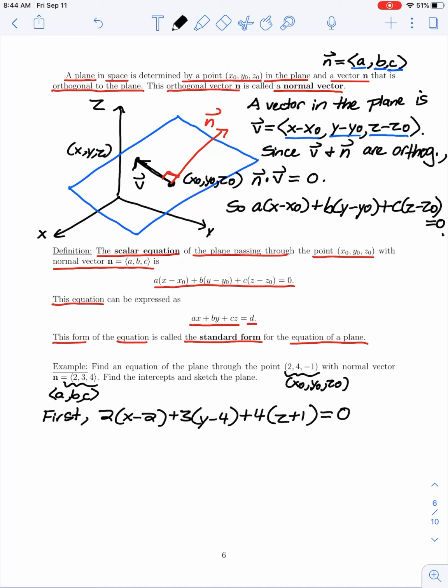So if we're interested in rewriting this equation in standard form, let's see how to do it. Expanding, or distributing all of my constants through this equation, I would have 2x minus 4 plus 3y minus 12 plus 4z plus 4 is equal to 0. Grouping my constant terms together, I have a negative 4, minus 12, and a plus 4. So the negative 4 and plus 4 cancel.